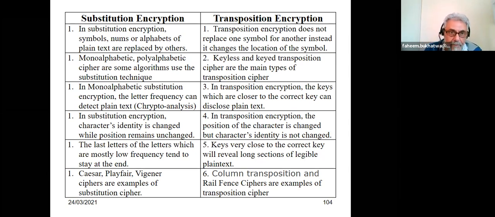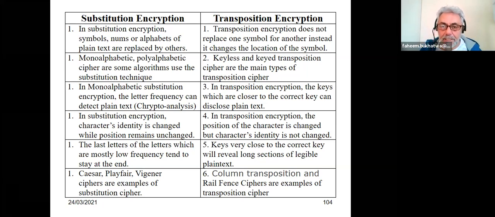Examples of substitution ciphers are Caesar, Playfair, and Vigenère ciphers. So those three ciphers are substitution ciphers. Those three examples, we've already covered, but Caesar is monoalphabetic, the other two are not.